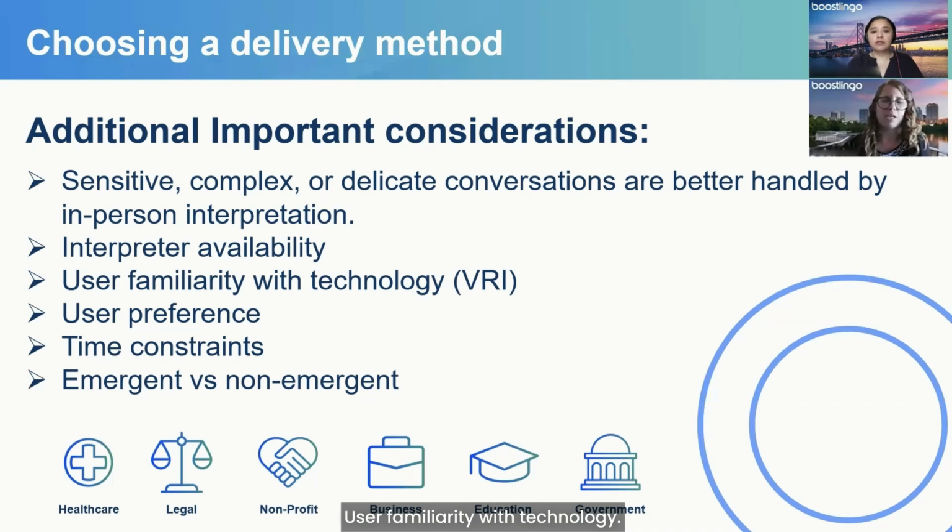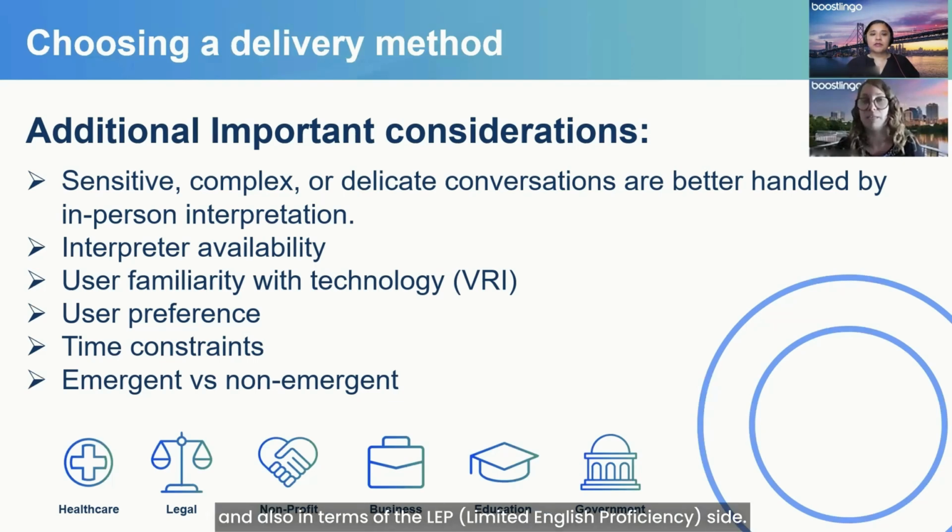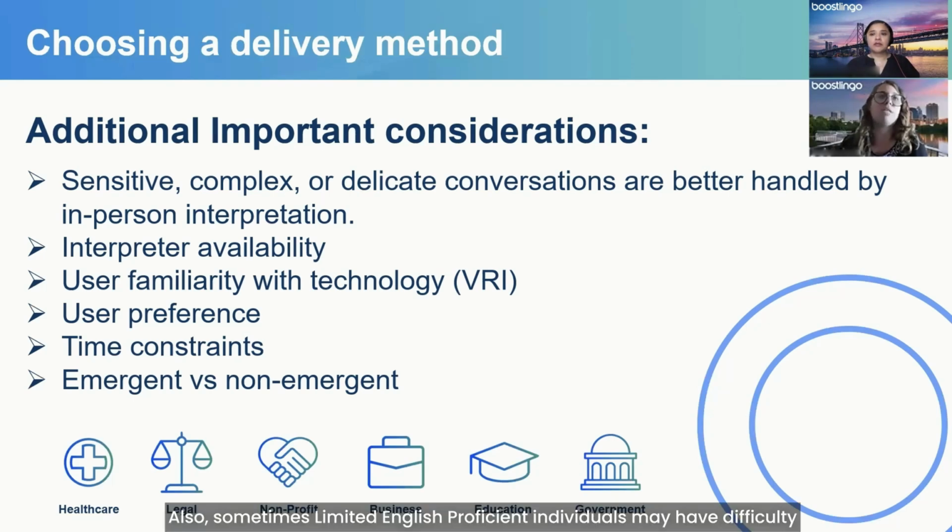User familiarity with technology. So specifically with VRI, you use different VRI platforms such as Zoom or WebEx, by no means an exhaustive list. Some people are simply more familiar with the technology, both in terms of the client side and also in terms of the LEP side. And so that's something to consider as well. User preference kind of goes along with this too. Some people just prefer to have in-person interpretation services available to them if possible. Also, sometimes LEPs may have difficulty hearing, so that could play into their preference as well.